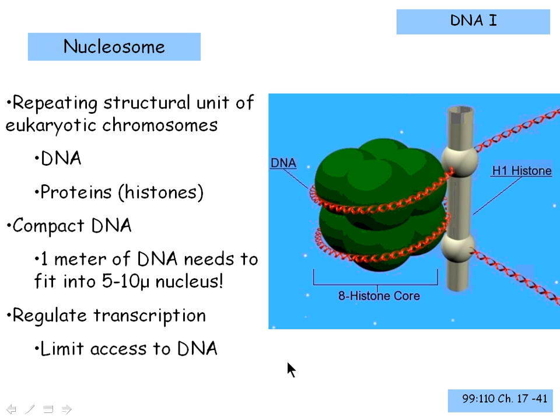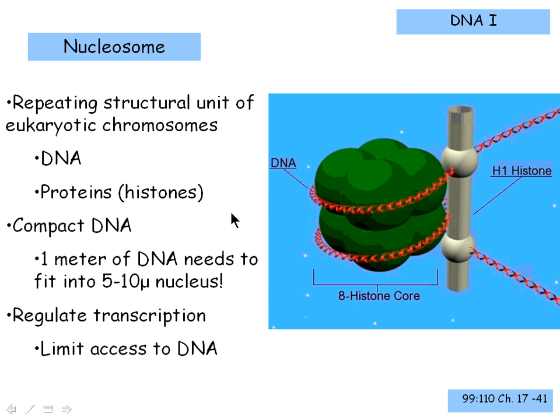Now let's get into compacting a little further. The nucleosome is the main repeating structural subunit of eukaryotic chromosomes. One nucleosome is composed of DNA and proteins. So here's the structure. We have our DNA helix, this red helix, and the proteins called histones are what the DNA wraps around. There are 8 histone proteins, and they make up an octamer. So what nucleosomes do is they compact the DNA.